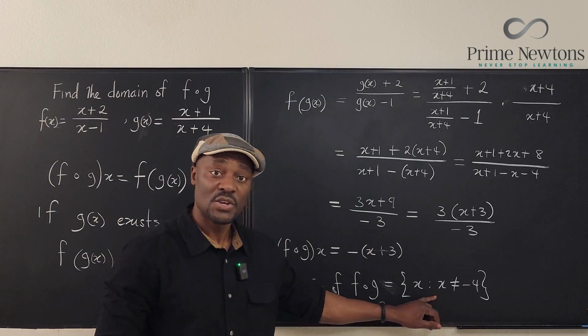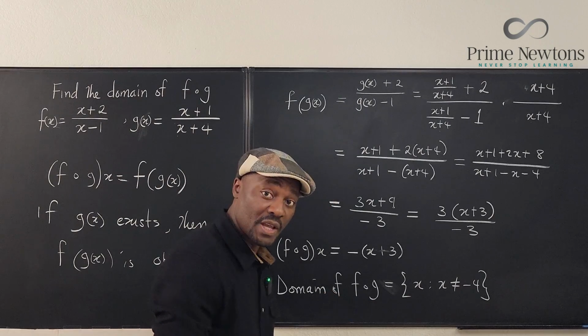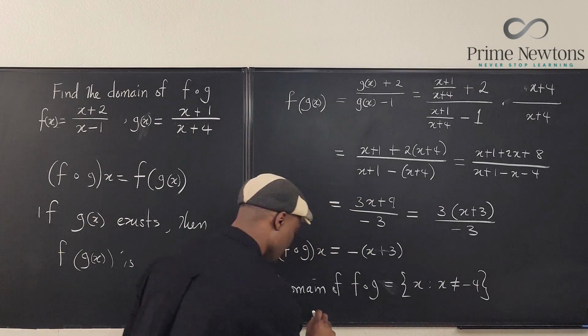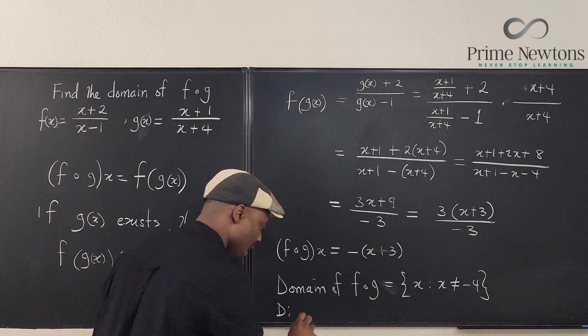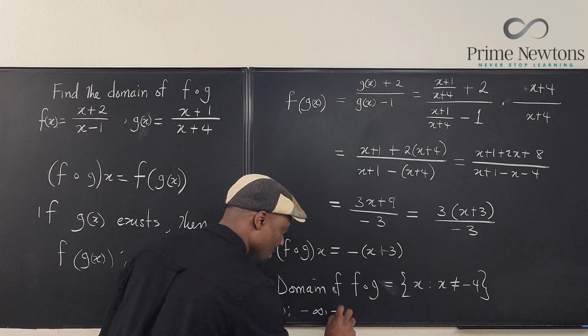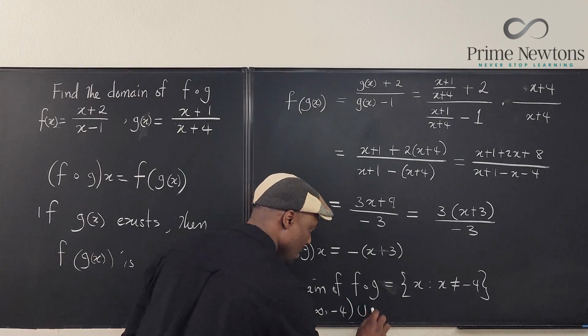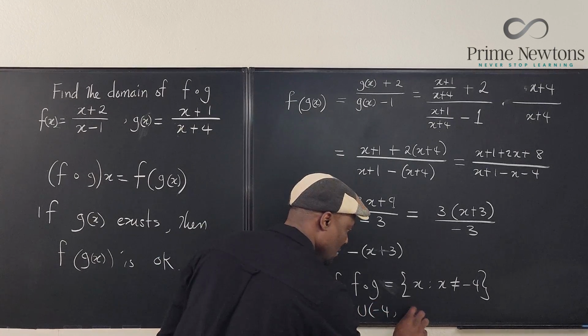And you can write this using interval notation, or we can write it this way. The domain is negative infinity to negative 4, union negative 4 to infinity.